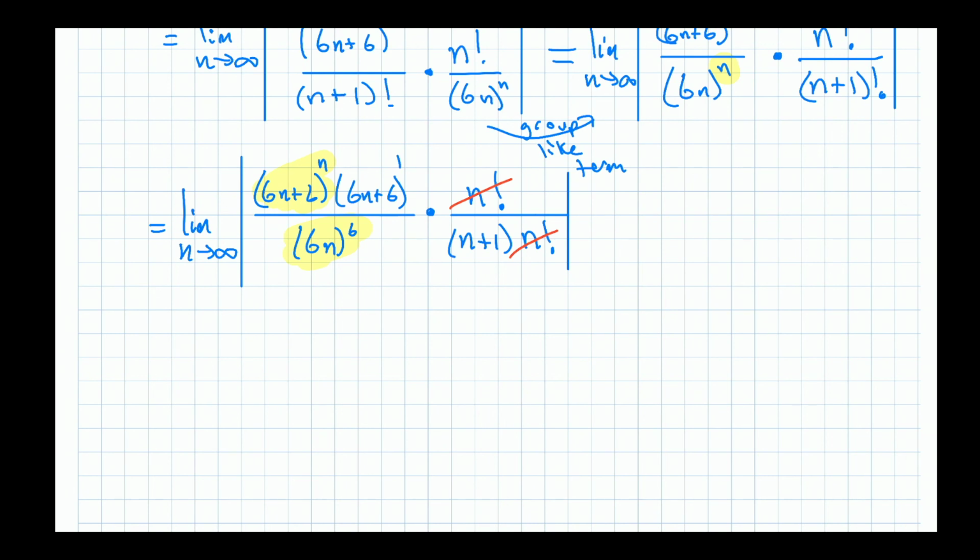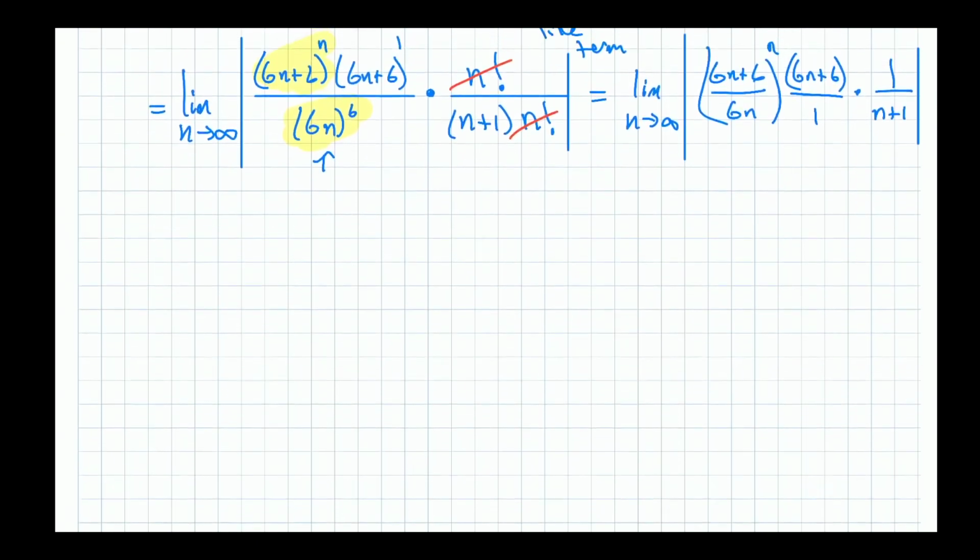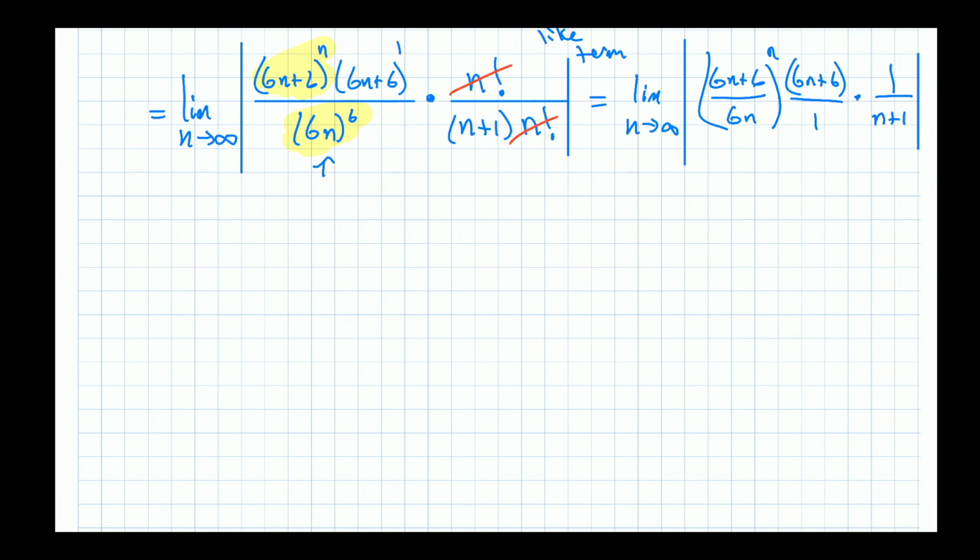So what are we going to get? We're going to get the limit as n goes to infinity. Let's put those together: 6n plus 6 over 6n, all of that to the n. Then I'm putting the 6n plus 6 by itself now. And then I've got a 1 over n plus 1, like that. So I kind of separated these yellow ones into their own fraction. Okay, so far so good.